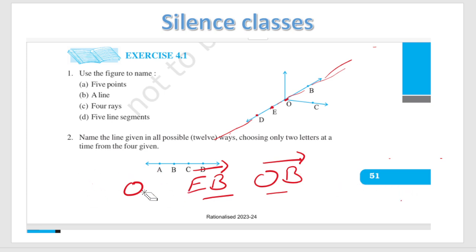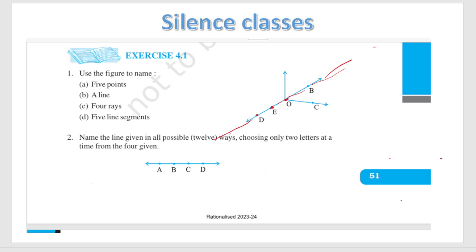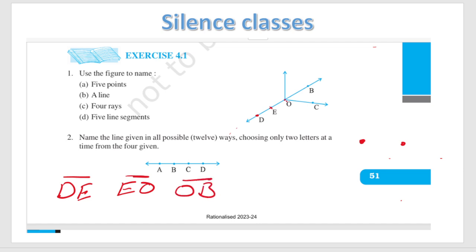Now let's talk about a line segment. We have to find 5 line segments. A line segment means an end point and a starting point, we should have both things, so we can write D and E, because we have the starting point D and the ending point E. We can write E and O, O and B, and O and C.